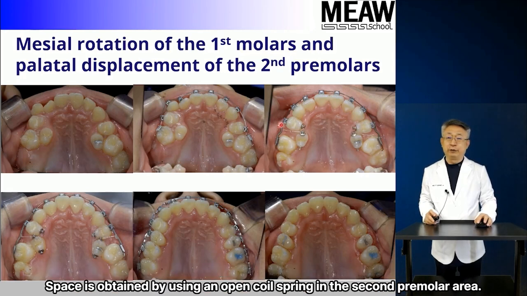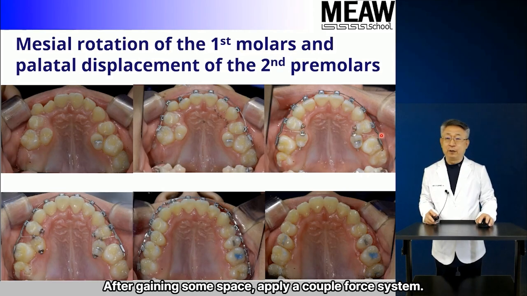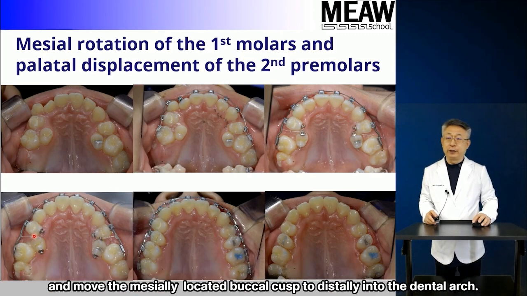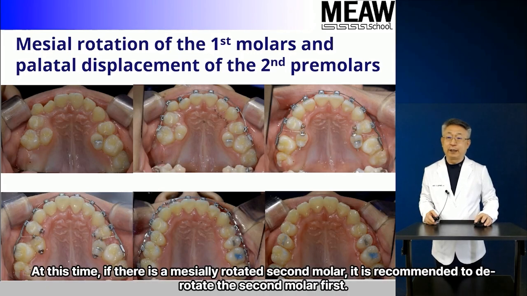Space is obtained by using an open coil spring in the second premolar area. After gaining some space, apply a couple force system. After attaching the lingual buttons to 3 places, connect the lingual button of the second premolar and the lingual button of the first premolar by power chain, and move the mesially located buccal cusp distally into the dental arch. At this time, if there is a mesially rotated second molar, it is recommended to derotate the second molar first.